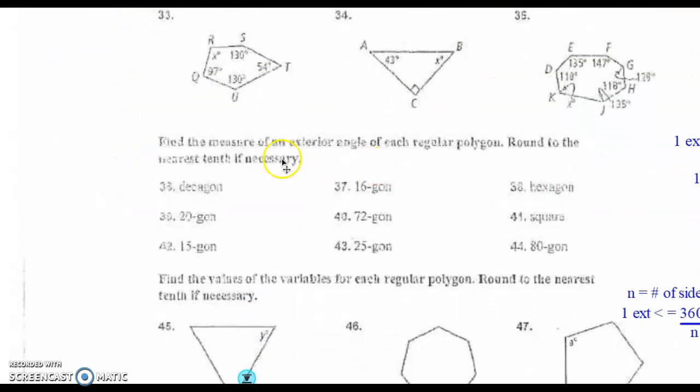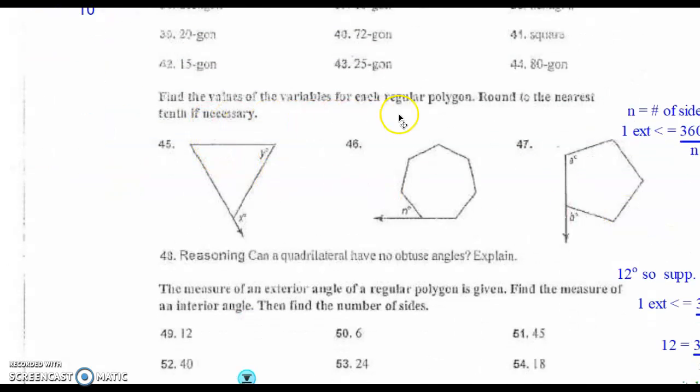Now, when we jump down to the next section, notice what it says. Find the measure of the exterior angle. Well, we are going to use this formula. And when we do that, we know that decagons have 10 sides, so n is 10. Therefore, its exterior angle is only 36 degrees. So number 36, the answer is 36 degrees. And I'd like you to do the rest of these problems down here.